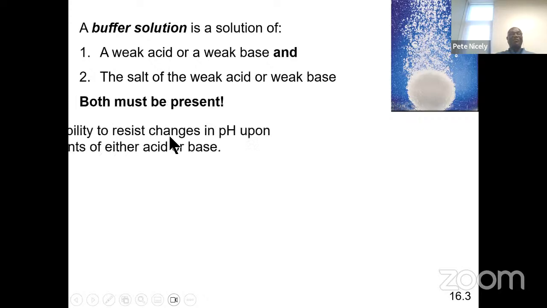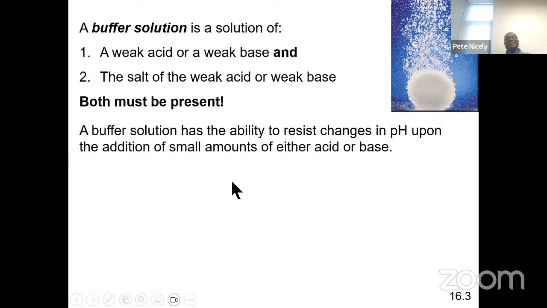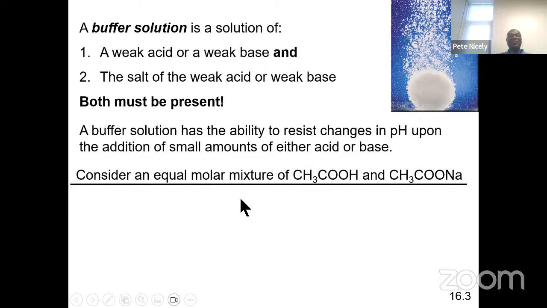And the thing about the buffer solution is that it has this unique ability to resist changes in pH if you add a small amount of either acid or base to it, right? That makes the buffer solution very unique, because almost all other solutions, if you add a small amount of acid or a small amount of base to it, the pH will change widely. But in the case of a buffer solution, the pH will change, but only to a very small extent, all right? So let's look at an example.